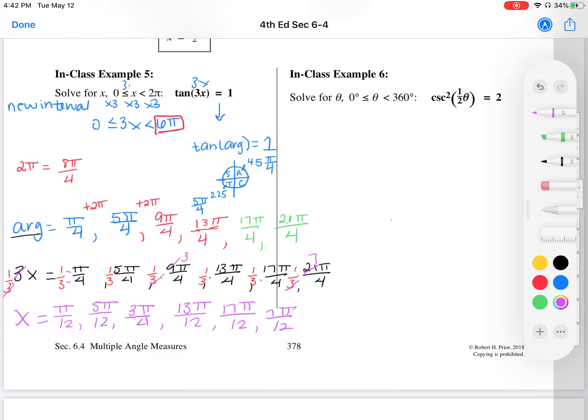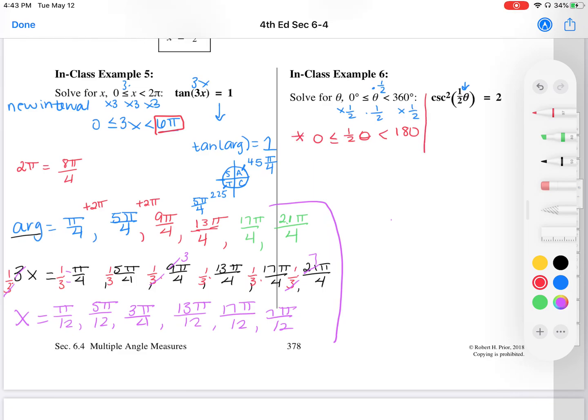Let's take a look at in-class example 6. So same idea. I want to change my interval to match my argument. So I have a times 1/2. So I want to multiply it by a half or divide by 2. So times 1/2, times 1/2, times 1/2, or divided by 2. Same effect. So our new interval will be 0 is less than or equal to 1/2 theta less than 360 divided by 2, 180. I'm going to put a star next to it because it's going to be important.